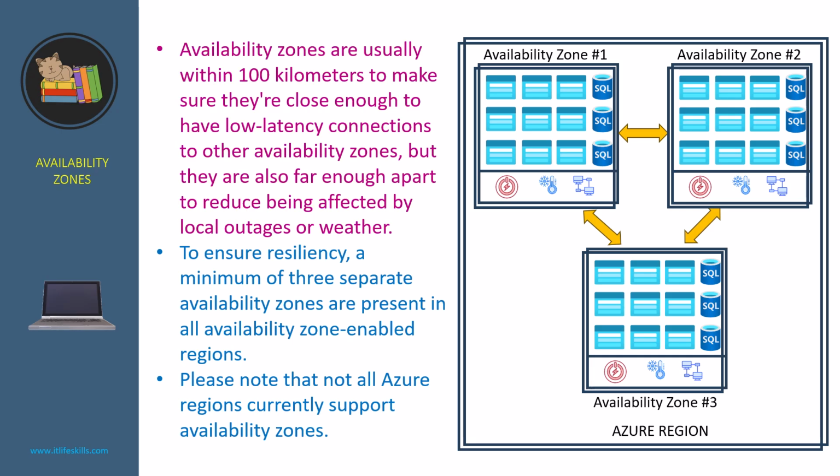Availability zones are usually within 100 kilometers to make sure they're close enough to have low latency connections to other availability zones, but they are also far enough apart to reduce being affected by local outages or weather. To ensure resiliency, a minimum of three separate availability zones are present in all availability zone enabled regions. Please note that not all Azure regions currently support availability zones.